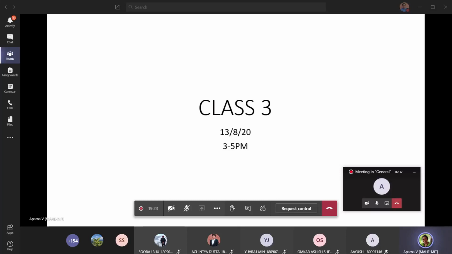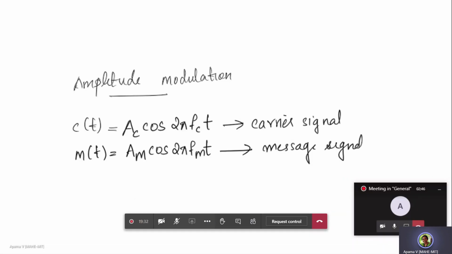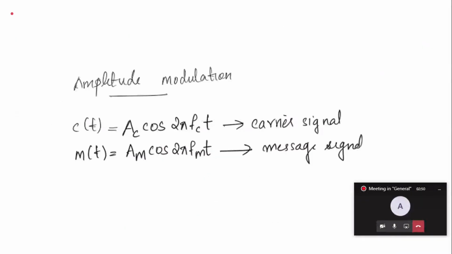Signal means either it is amplitude, frequency, or phase. So if the amplitude of a higher frequency signal is varied according to the modulating signal, it is known as amplitude modulation. So here you can see Ac cos 2 pi fc t.